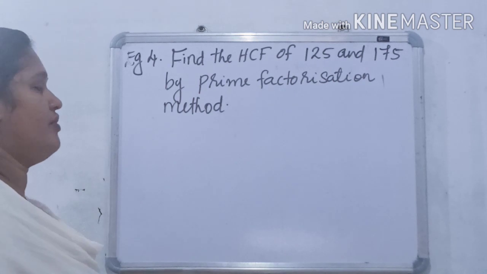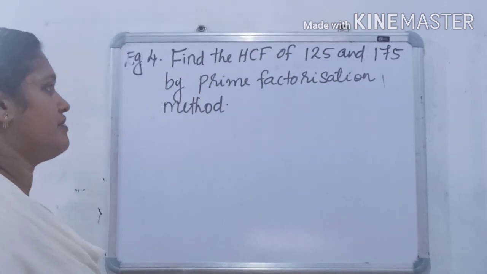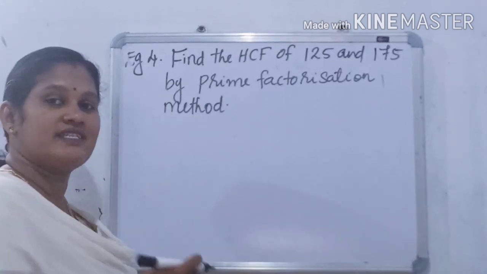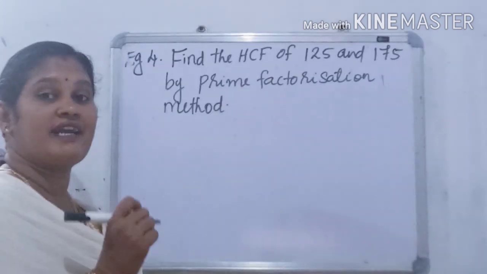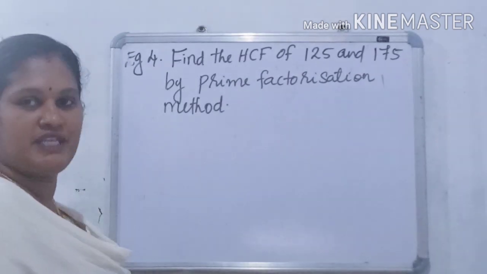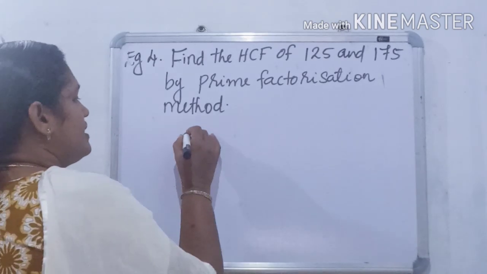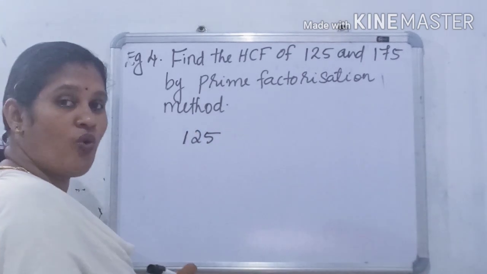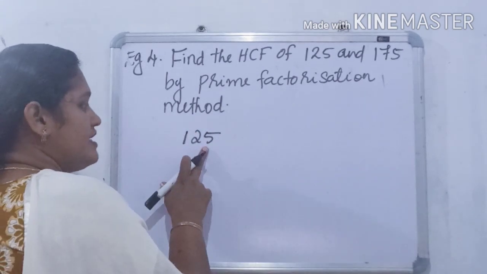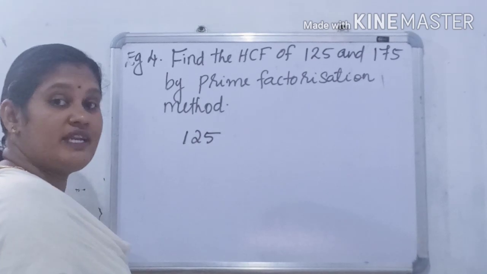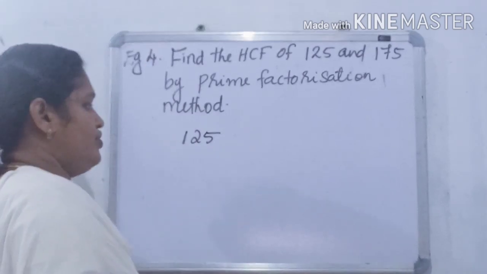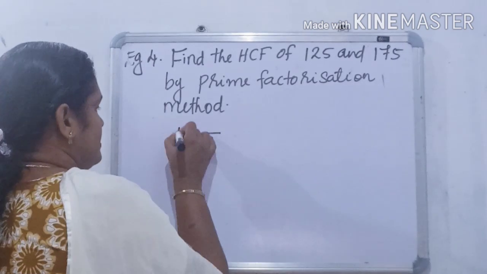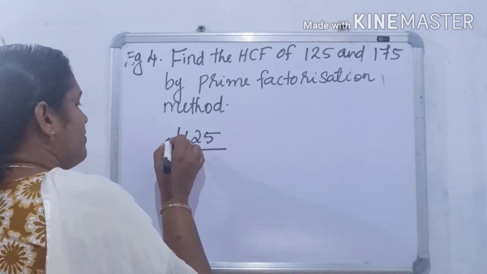Next, example 4. Find the HCF of 125 and 175 by prime factorization method. First we find the prime factorization of 125 and 175. Here 125. 125 is an odd number. It ends with a 5. It is not divisible by 2, but it is divisible by 5. So we can divide it by 5.